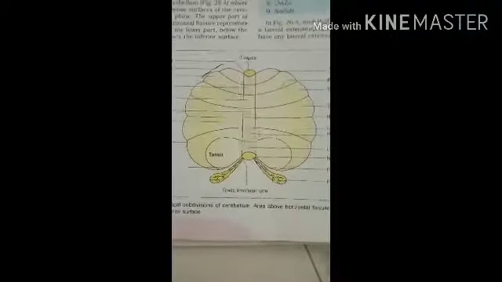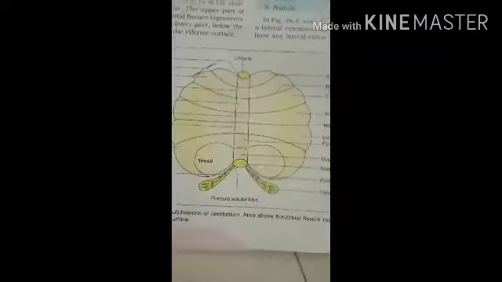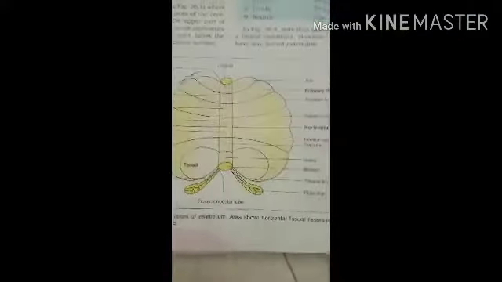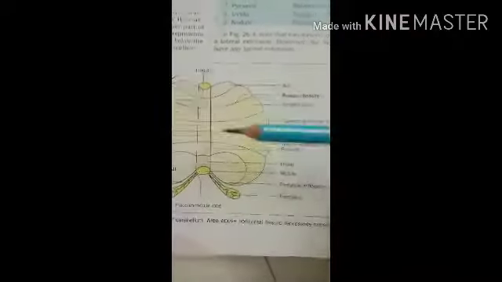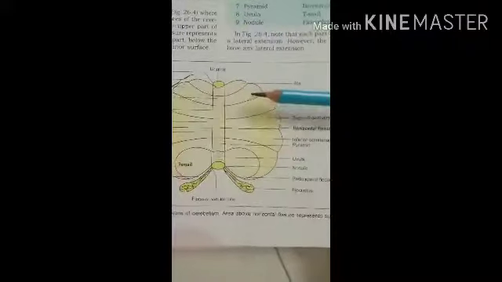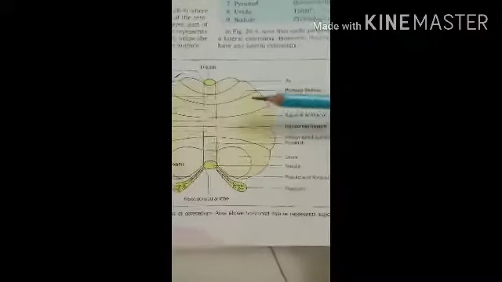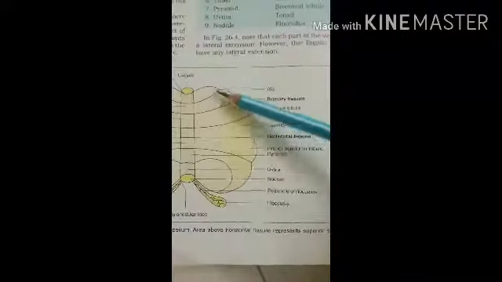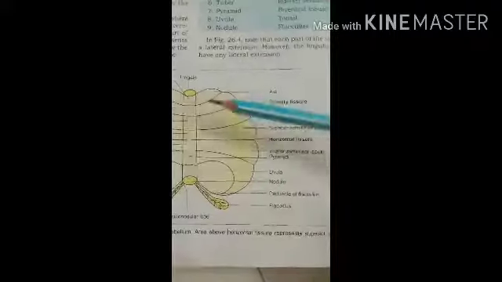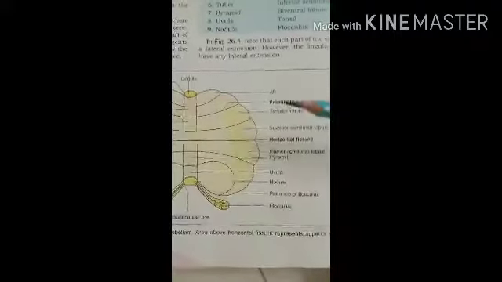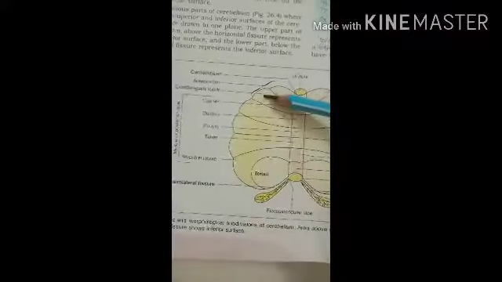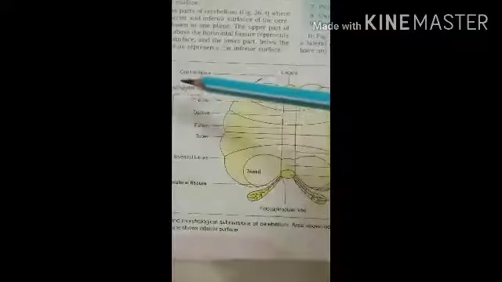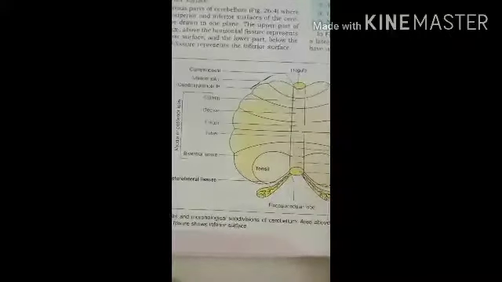After that, we have to see the subdivisions of the cerebellar hemisphere. Because of the presence of the different fissures on the surface of the cerebellum, it is again divided into different parts. The first part here is called the ala. Then the second part is called the quadrangular lobule. Here you can see this one, the quadrangular lobule.